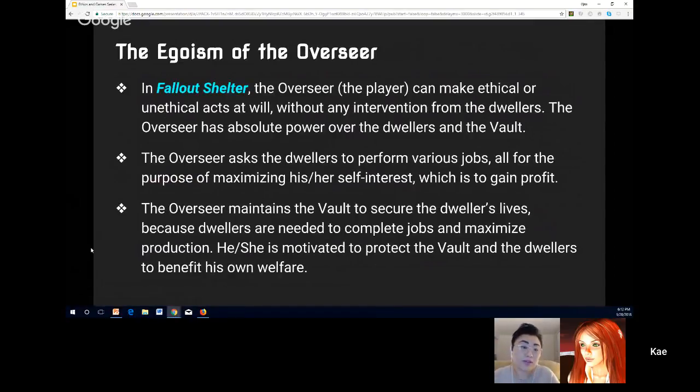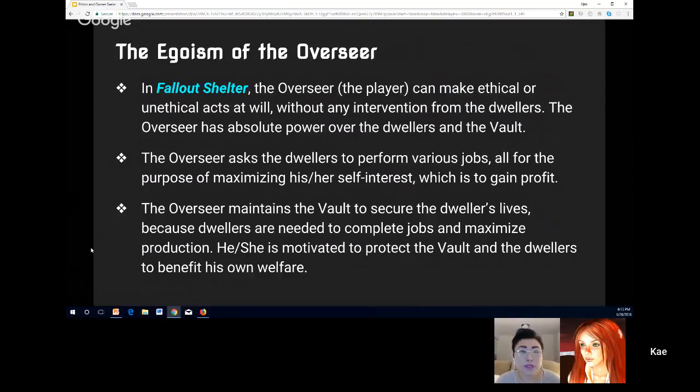Altruist versus egoist. So with that frame, with a basic understanding of what egoism is, I use that to observe what's happening with the overseer. So this is what I said there. In the fallout shelter, the overseer, which is you, the player, can make ethical or unethical decisions at will without any intervention from the dwellers. So the dwellers never protest. They never say, no, you can't do this to me. The overseer has absolute power, right?